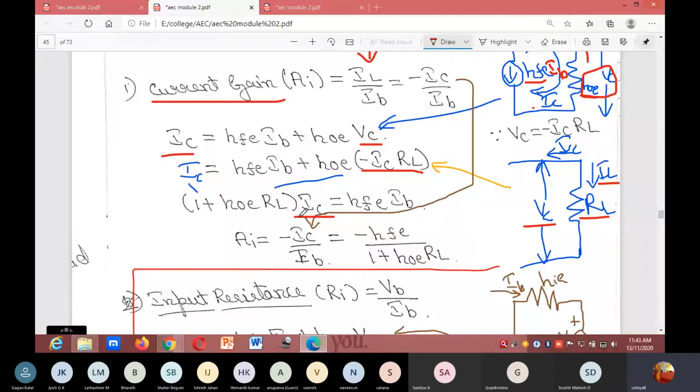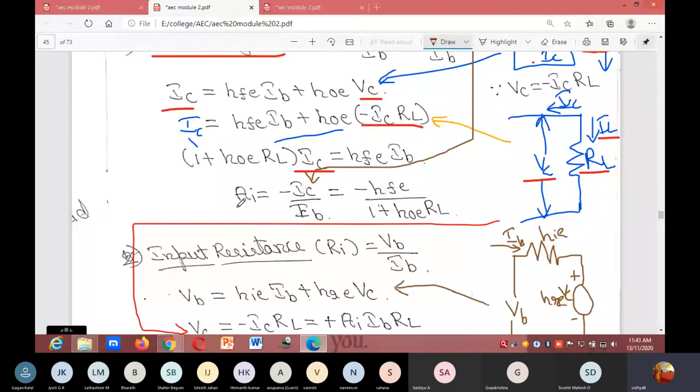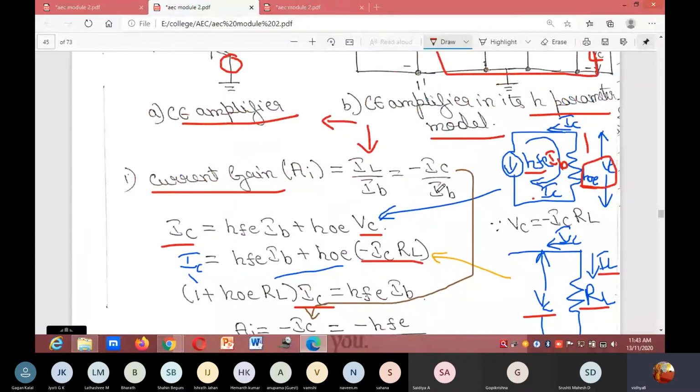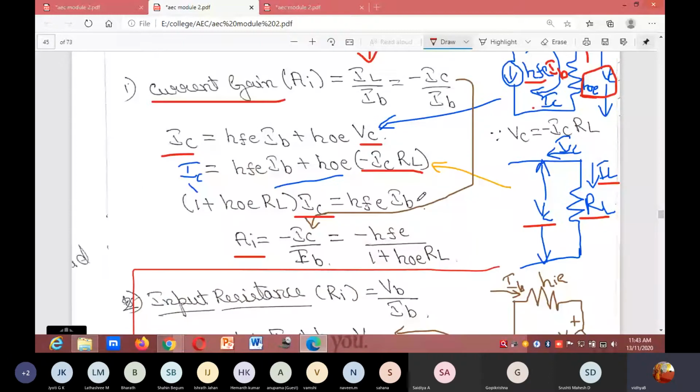From this, I have taken IC as common, so you will get (1 + HOE RL) IC is equal to this. If you take out this side, HFE into IB, this minus will become plus because when you take left side, AI is equal to what? AI is equal to minus IC divided by IB. Now we got from this equation, IC divided by IB is equal to minus HFE divided by 1 plus HOE into RL. This is what we get.